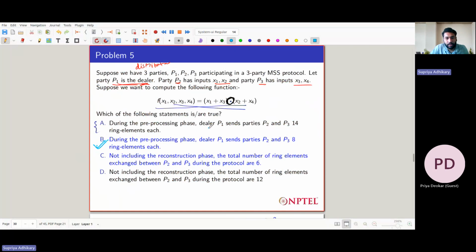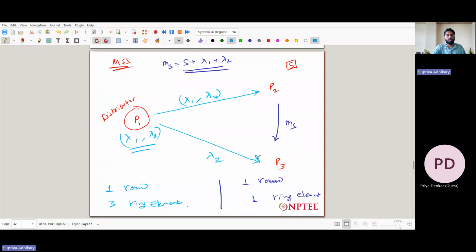Now, during the pre-processing phase, the dealer P1 sends P2 and P3 14 ring elements. This is not true, as we have seen that 8 is the correct answer. Okay. Now, not including the reconstruction phase, the total number of ring elements exchanged between P2 and P3 during this protocol are 6. Okay, let's check that.